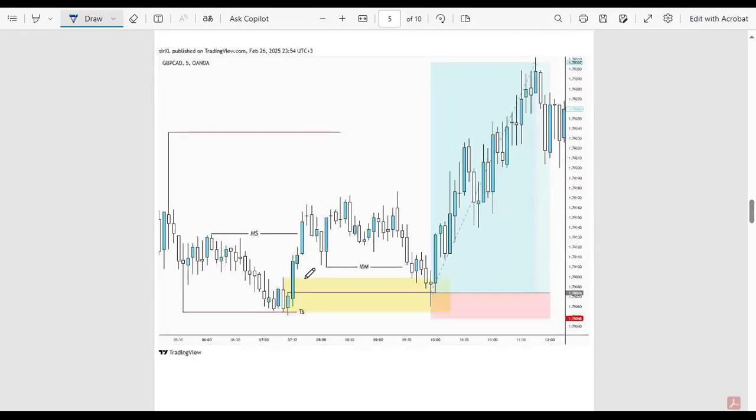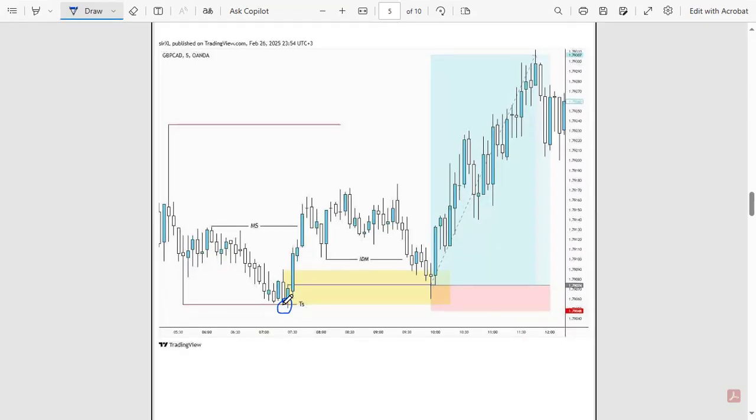Okay, another example is on GBP card 5 minutes time frame. You can see we had turtle soup down there. First, we had that turtle soup. Okay, after we had this turtle soup, then we had this market structure shift there. Okay, market structure shift. After we had that market structure shift, you can see price left behind this order block, and above the order block we had this fair value gap.